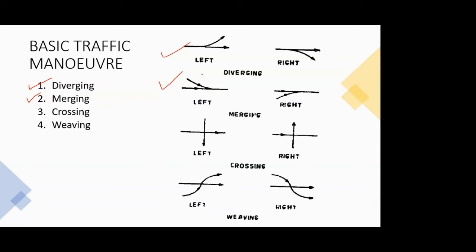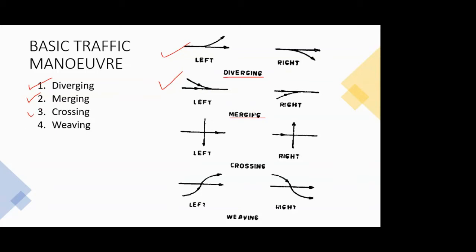So that is an access controlled expressway, as in only at specific locations you can enter the expressway, and only at specific locations you can exit that expressway. On that exit and entry, whatever is the maneuver of your vehicle, that is diverging and merging. Merging is whenever you are entering that access controlled expressway, and whenever you are leaving it, that's a diverging maneuver.